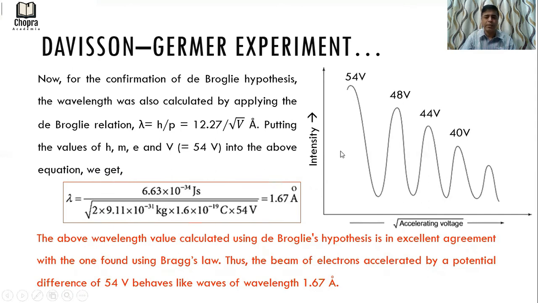Here in the diagram, we can see the intensity of the peak observed in the experiment was maximum for 54 volts, and then it kept on decreasing. The plot is between intensity and root of accelerating voltage.